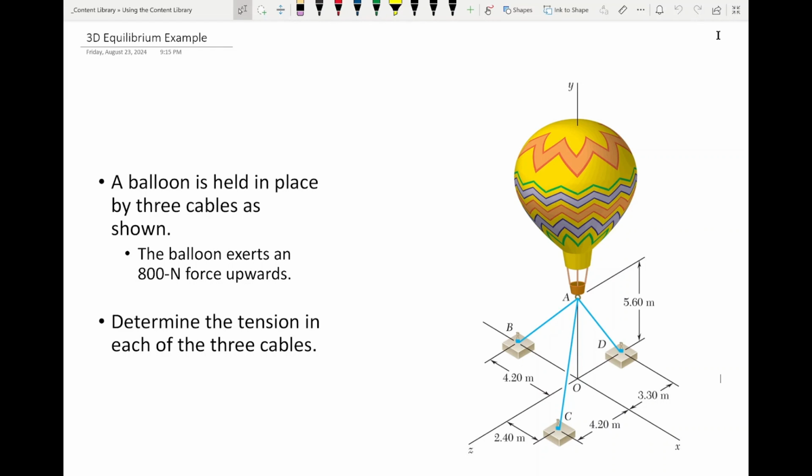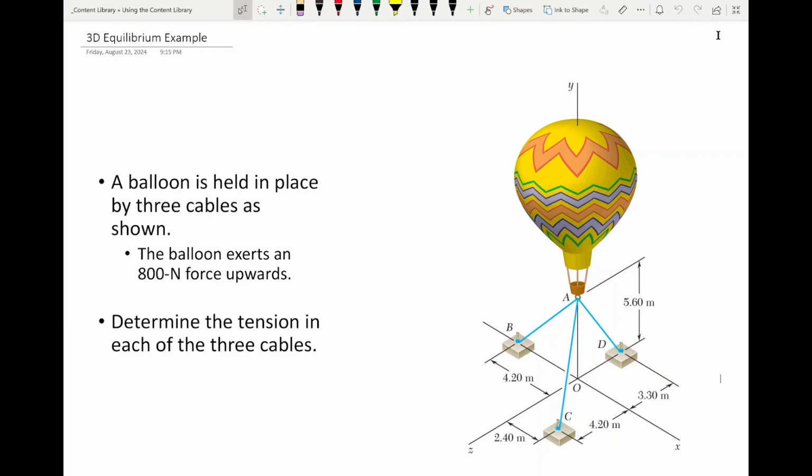We're going to have an AB vector, an AC vector, and an AD vector, a tensile force, a TAB, TAC, TAD. And what we're going to need to do is figure out what are those forces in these 3 cables in order to achieve static equilibrium. So 3 equations, 3 unknowns, okay? So let's get to it.